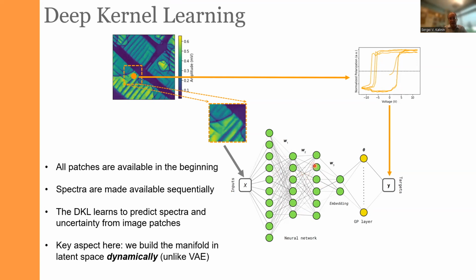So as Kevin illustrated, deep kernel learning is basically a combination of neural network and Gaussian process. What the neural network does, it takes the image patches and compresses it down to the low dimensional embedding vector. So it can be as small as 2-dimensional. And then the Gaussian process builds the relationship between the embedding and the target functionality. So you can reconstruct the full loop, or you can reconstruct just the area under the loop. It sort of doesn't matter. Kevin shown you the example of both of those.